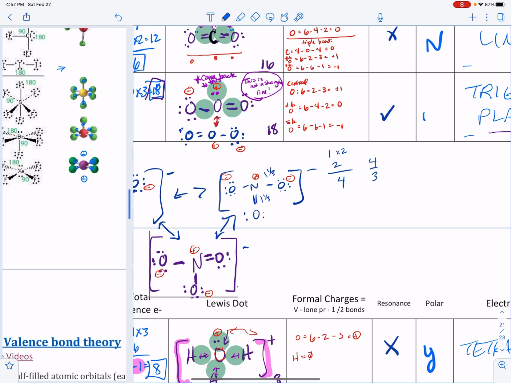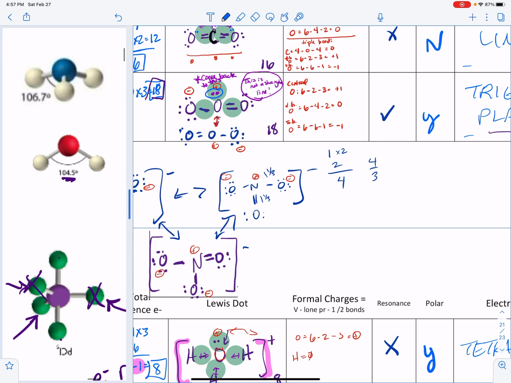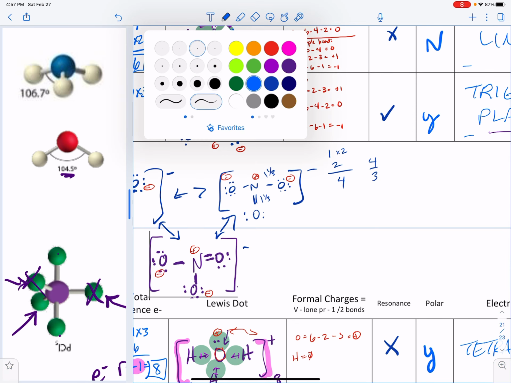And then in this case, okay, I put it in here, but this isn't nonpolar. This should be polar, but the reason it's polar is because of that lone pair. So this is something that's bent. So it looks like this, only all the atoms are the same. So if this atom is the same, I'm going to make it red.